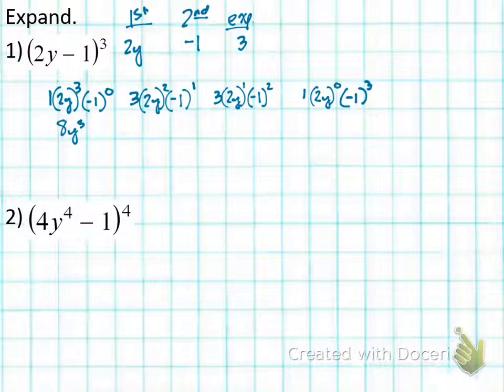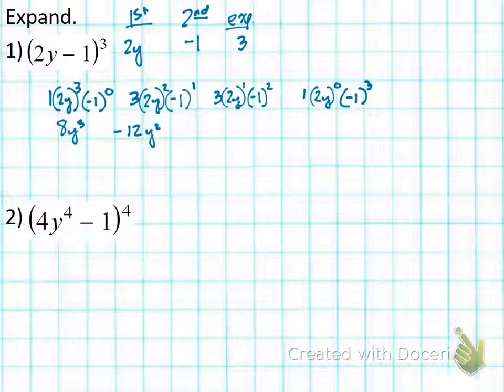Second term, -1 to the 0 is 1. 1 times 1 is 1. 2 to the third power is 8. Times 1 is 8. Yep, that's okay. So that's the harder part, so you've got to be careful. Then we got -1 to the first power is -1. -1 times 3 is -3. And then we got 2 squared is 4. So -3 times 4 is -12. And then y squared is just y squared.